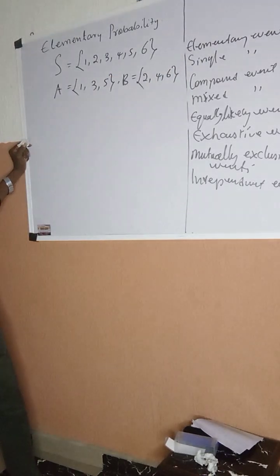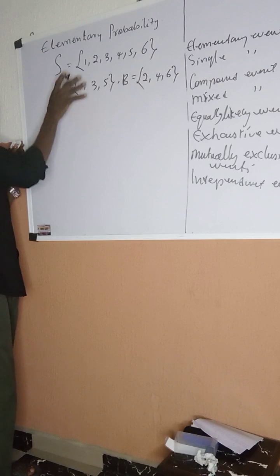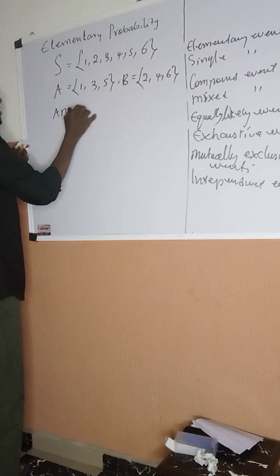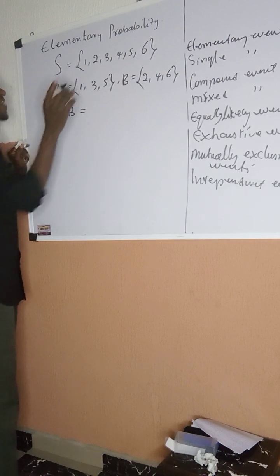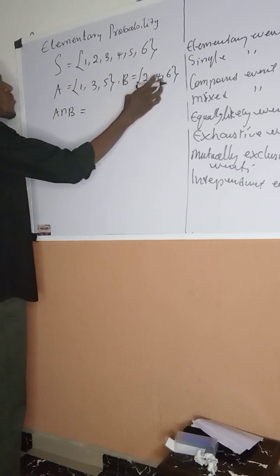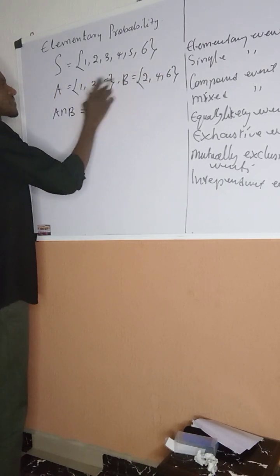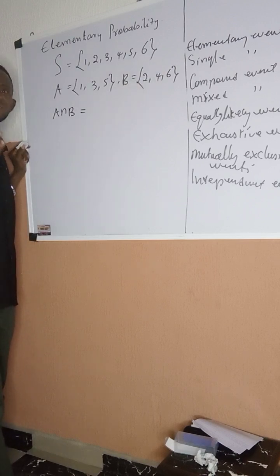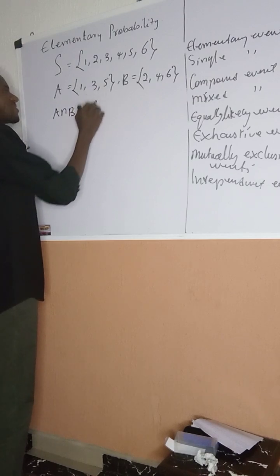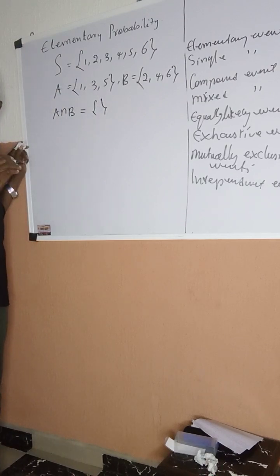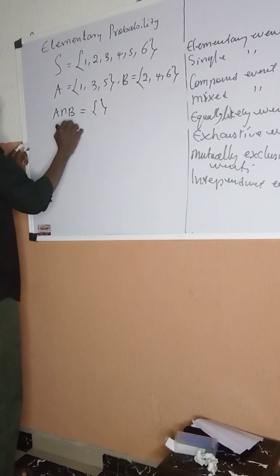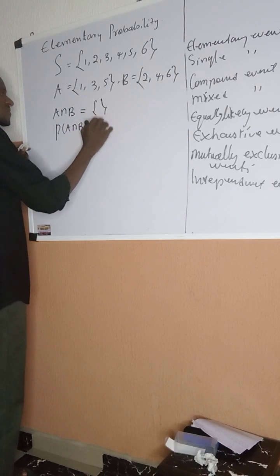Okay? Now, when we talk about their intersection here, we find out that A intersection B equals all the elements that are found in A which are equally found in B. Here is 1, no 1 here. Here is 3, no 3 here. Here is 5, no 5 here. So they don't share any element in common, which means this actually is going to be an empty set. And the probability of this empty set is going to give me 0, which means the probability of A intersection B is going to be 0.